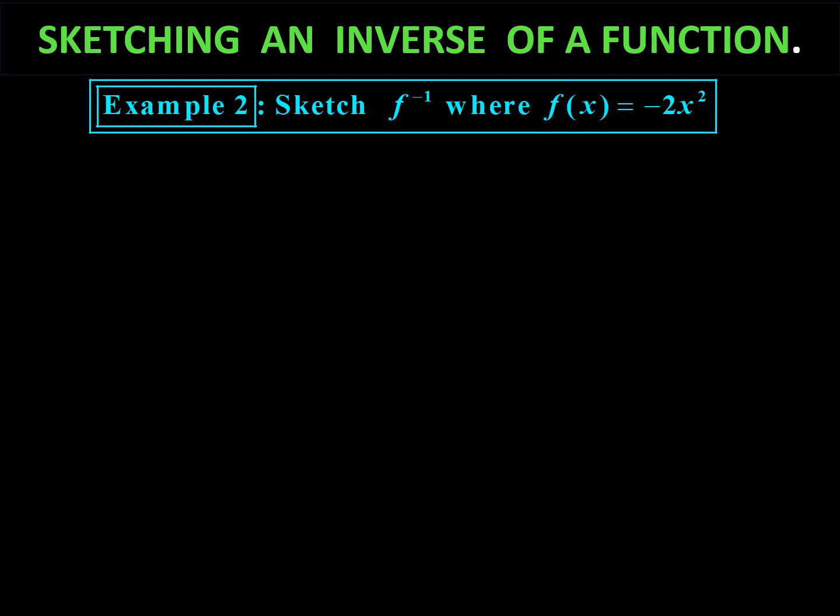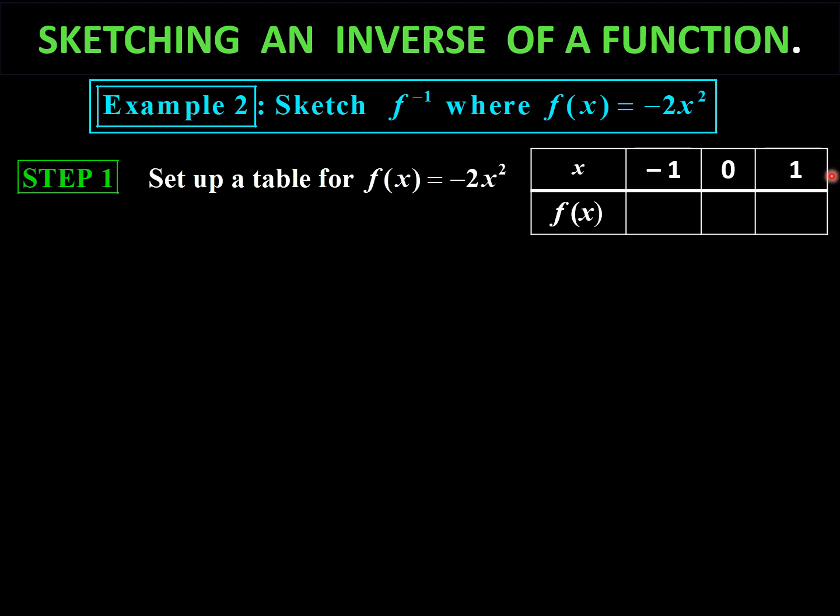Let us look at one more example of how to sketch the inverse of a function. In this case, let's take the function with the rule f(x) equals -2x squared. We will need to set up a table, and as before, I suggest using 0, 1 and -1. This can always be very helpful to sketch any type of function, especially these ones relating to inverses. Then you compute the corresponding output values.